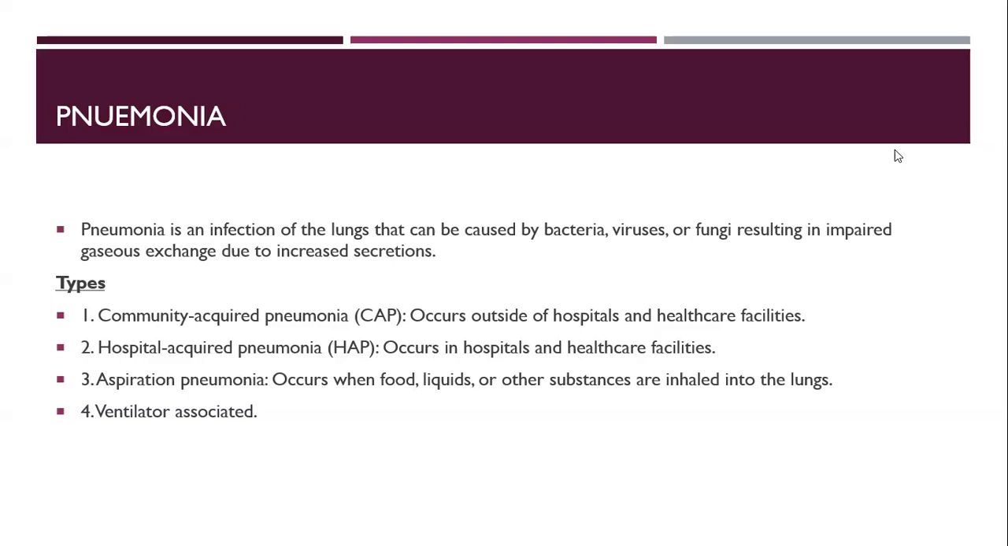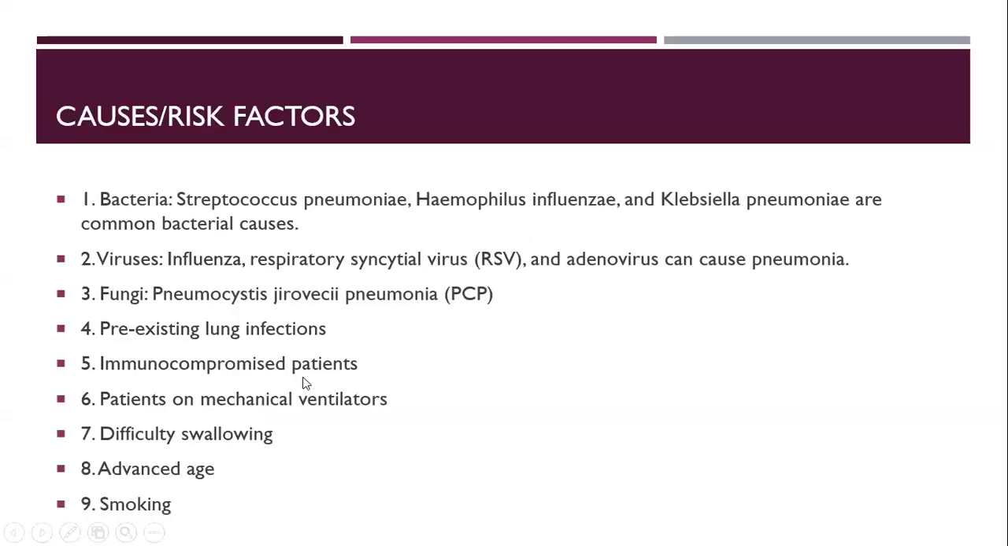Then lastly, we have ventilator associated pneumonia, VAP. So these are the types of pneumonia. All right. So, causes and risk factors. I told you earlier on that pneumonia is caused by bacteria, it's caused by viruses, it's caused by what?